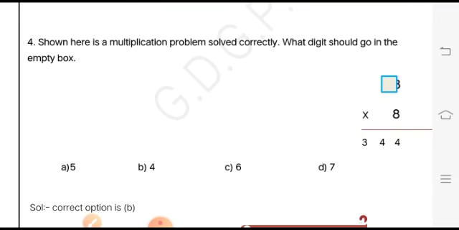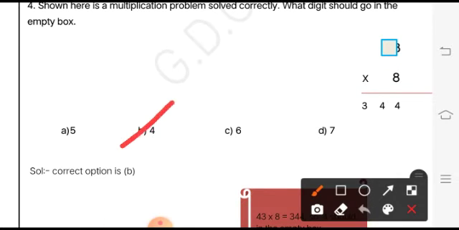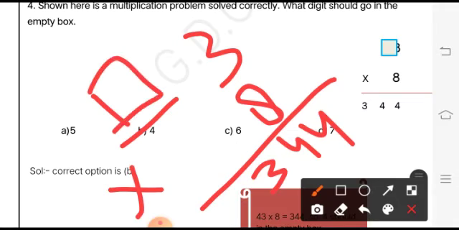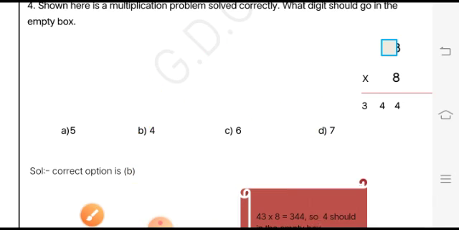And the last one is, here a multiplication problem is given, solved correctly. This is like dash 3 and 8. When they are multiplied, the product is 344. We have to answer what should be written here in the box. And if you place all these options one by one, only option B, that is 4, suits here. That means when you multiply 43 by 8, you get 344 as the product. So the correct option is B.